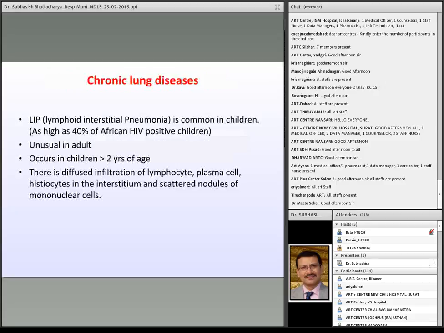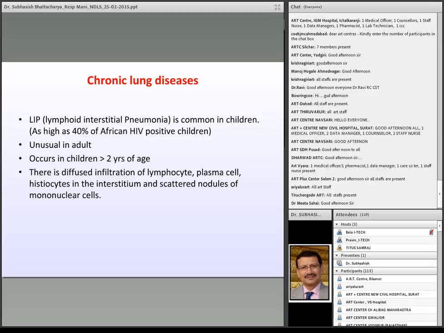So there is another chronic condition where there is no infective etiology, which is LIP. Lymphocytic interstitial pneumonia is common, in as many as 40% of African HIV positive children who usually suffer from LIP. It is usually seen in adults, but it is a very important and not uncommon presentation in children with HIV. It occurs in children usually more than 2 years of age.